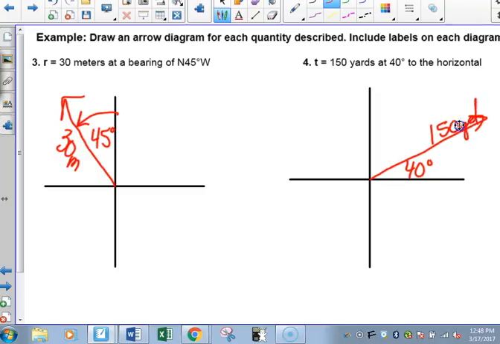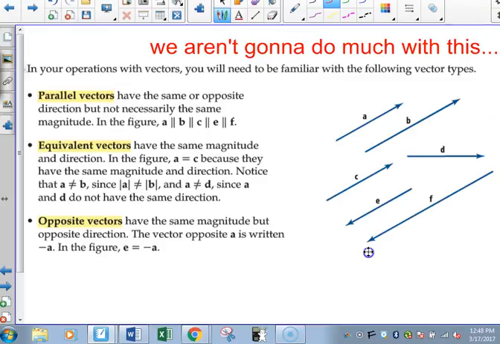Did I just say meters or was that the last one? I don't know what I said, but are we good? That's what you had? Okay.